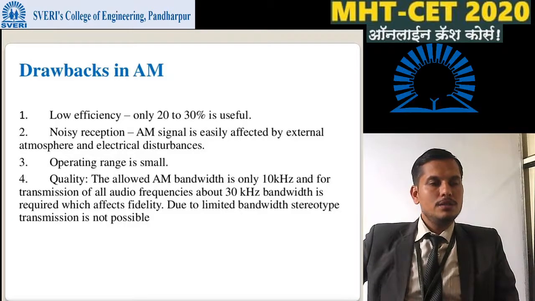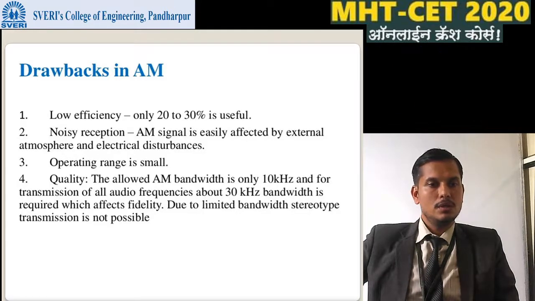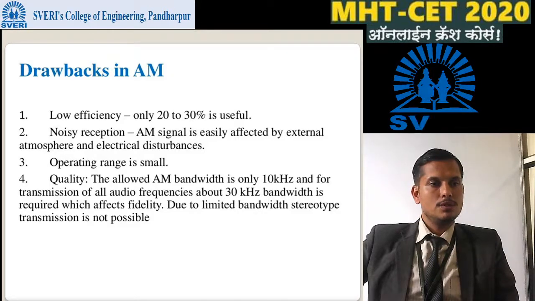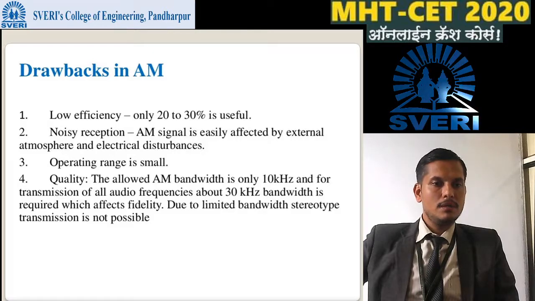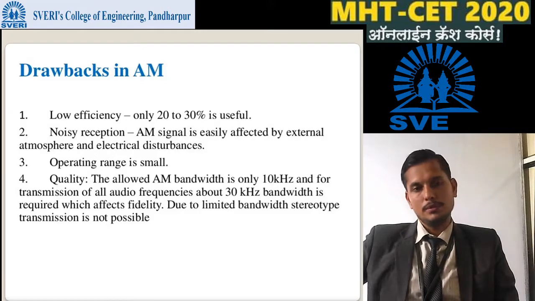Then operating range is small. Then about quality, the allowed AM bandwidth is only 10 kHz, and for transmission of all audio frequencies about 30 kHz bandwidth is required, which affects fidelity. Due to limited bandwidth, stereo transmission is not possible.